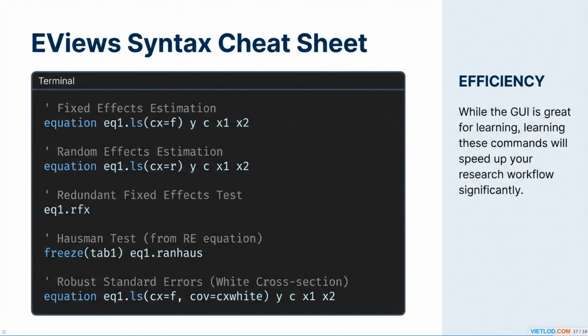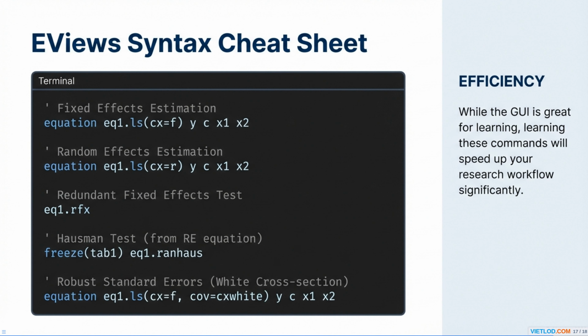Finally, refine your model by checking for heteroskedasticity and considering white cross-section robust standard errors. The overarching principle is that good econometrics emphasizes diagnostics over blindly running regressions. Allow statistical tests such as the F-test and Hausman test to guide your model selection and ensure robust results.